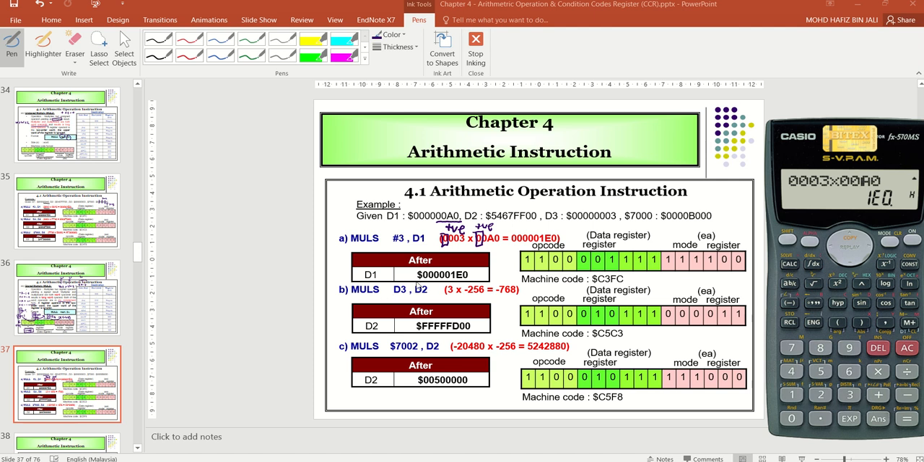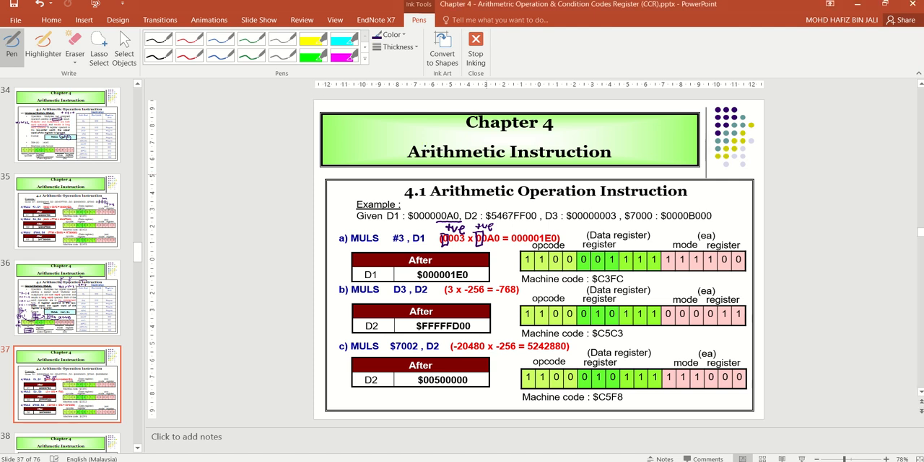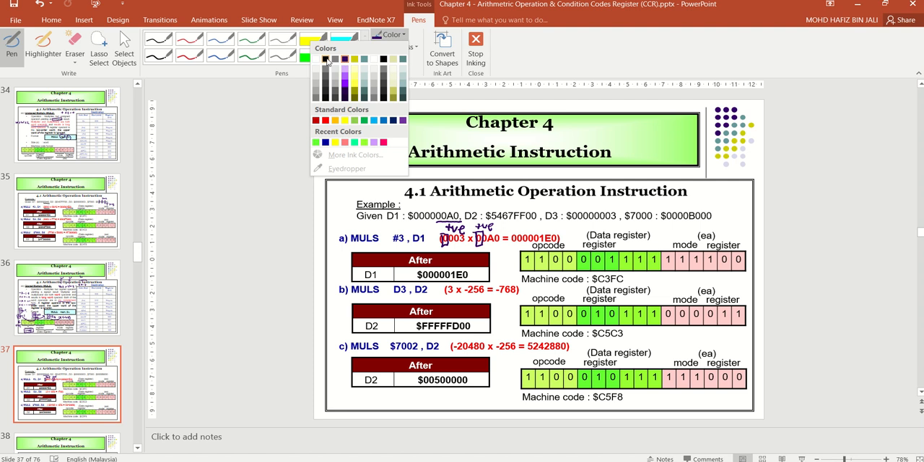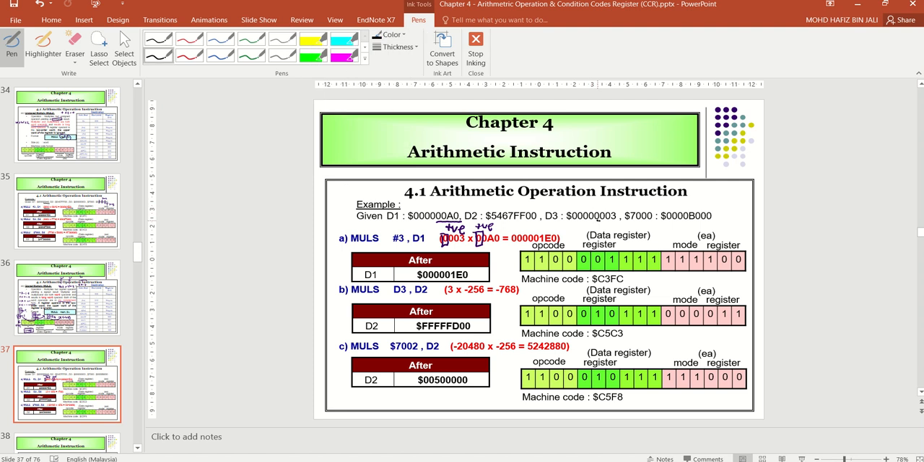mul S, D3 and D2. Okay, so D3, this one is 0003, so no problem. The MSB is positive. But for D2, the value is FF00. F in binary is 1111, so the MSB is 1, so it represents a negative value.